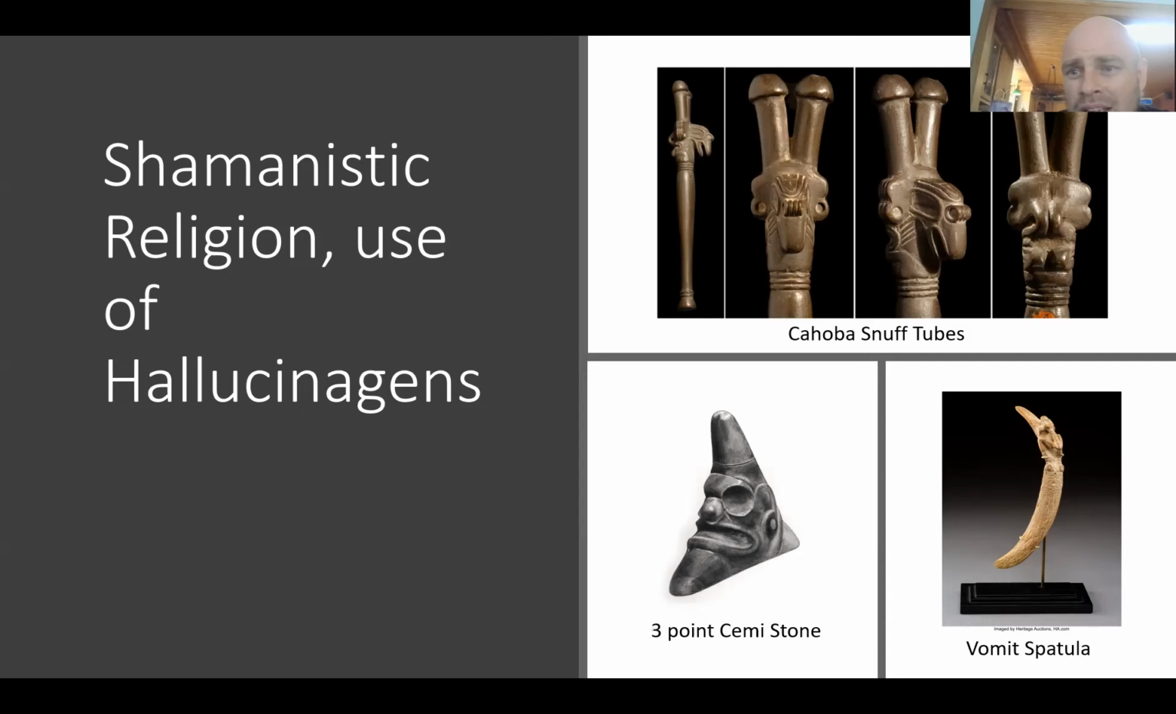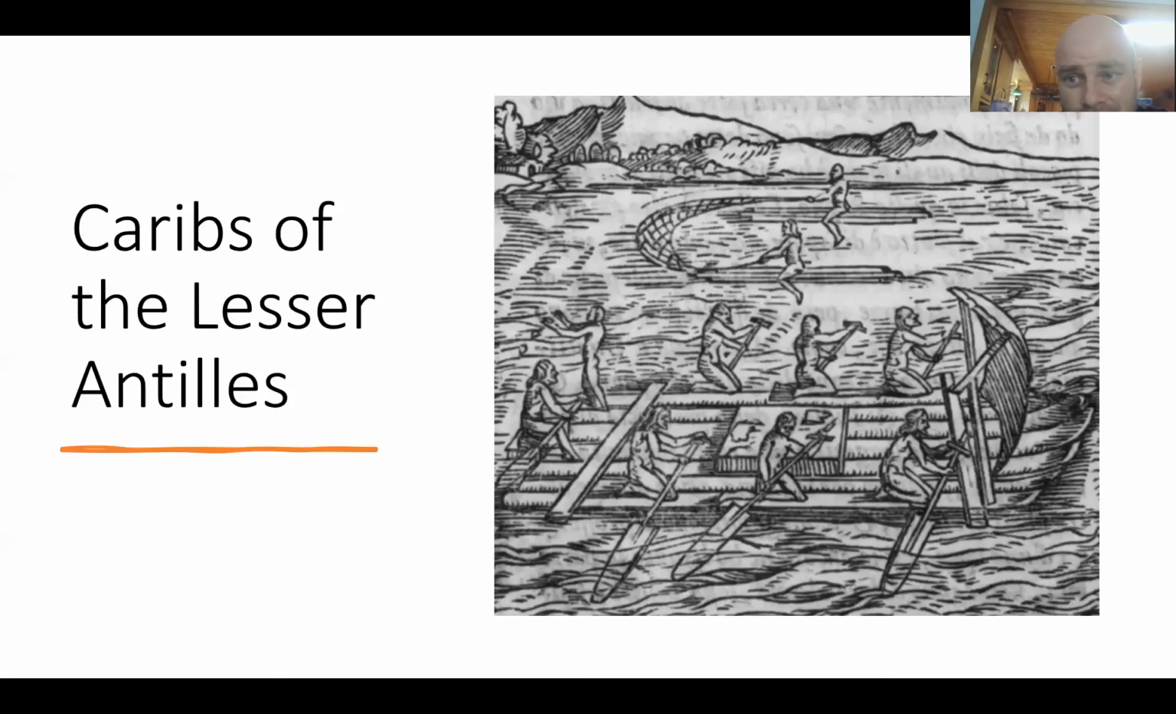So these were unequal, small-scale societies that were growing manioc, maize, and sweet potatoes. They lived in centers where they were playing ball games, and they conducted these religious practices using hallucinogens.